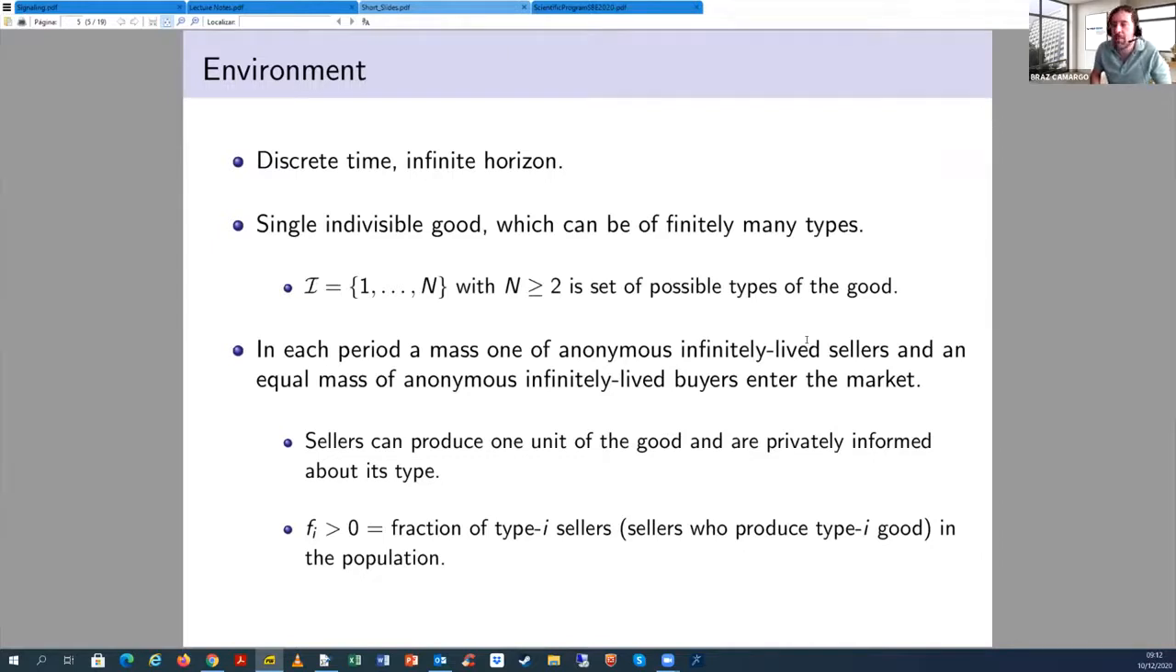There's a single indivisible good, which can be of finitely many types. We'll use calligraphic I to denote the set of possible types of the good, and for things to be interesting, I need to have at least 2 types of the good.